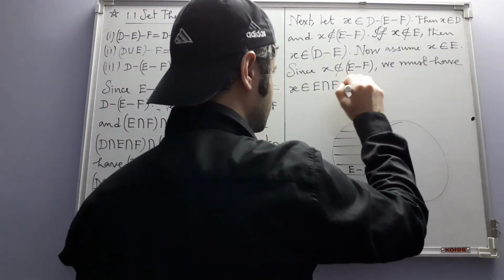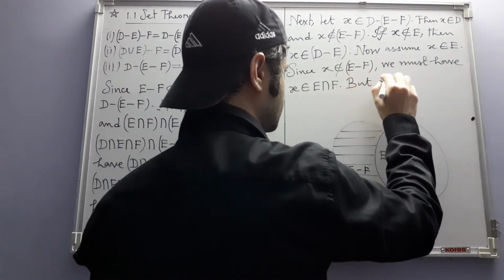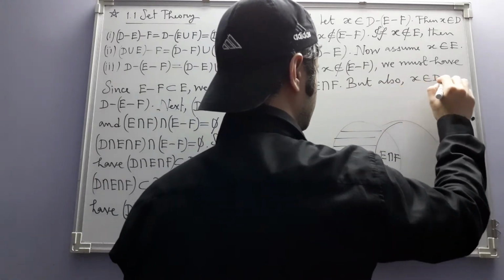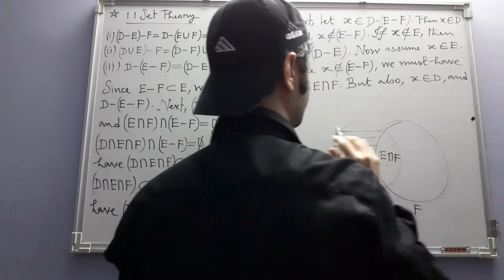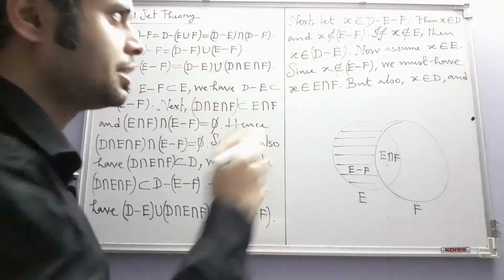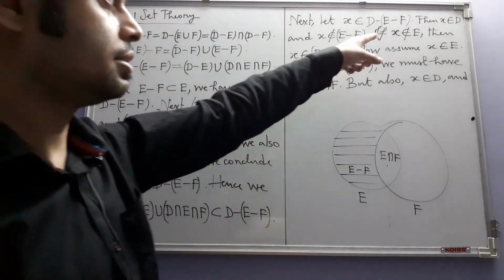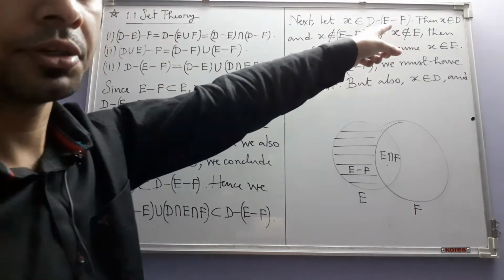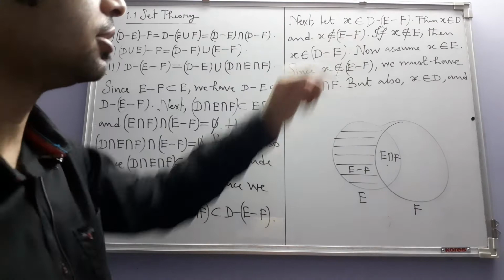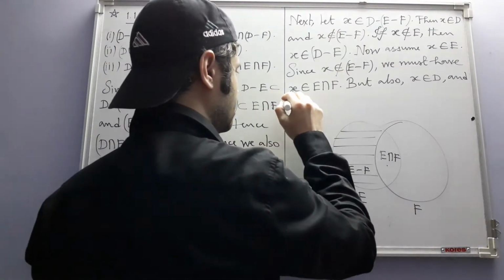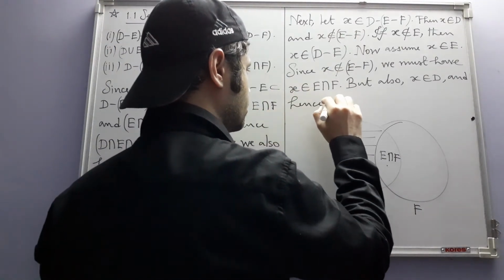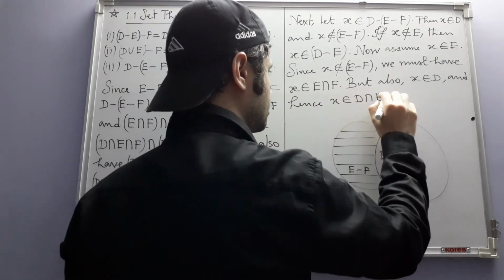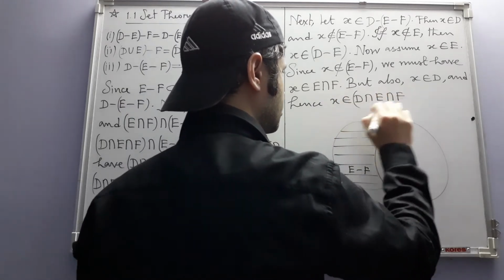But also X belongs to D, and because X belongs to D is always there, whether X is in E or not in E, X is always in D according to our hypothesis, and hence X belongs to D intersection E intersection F.